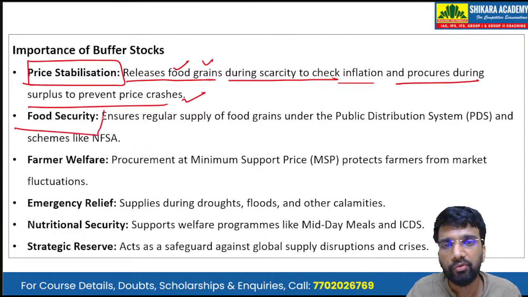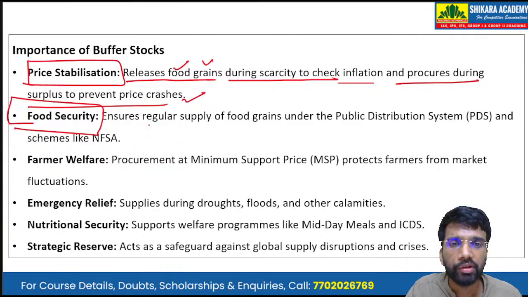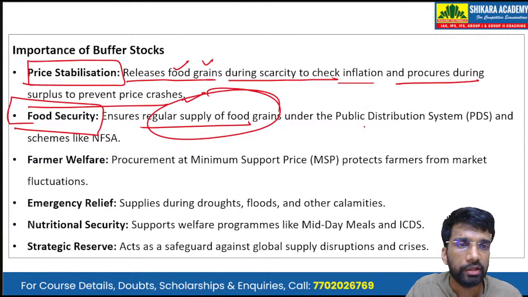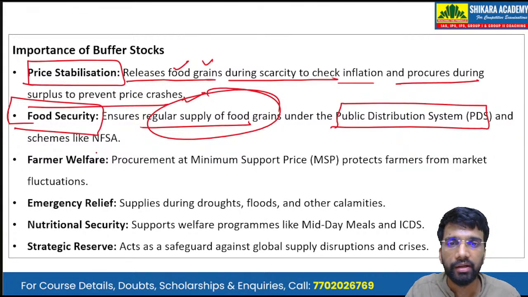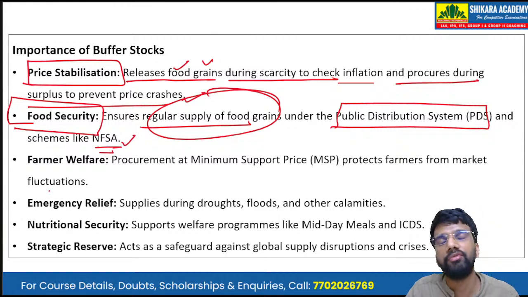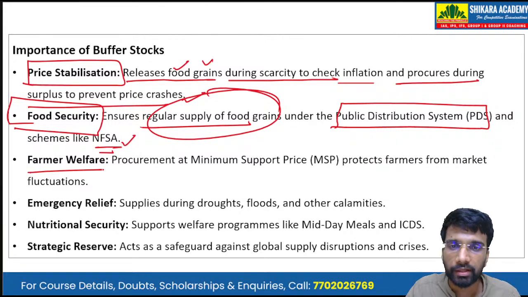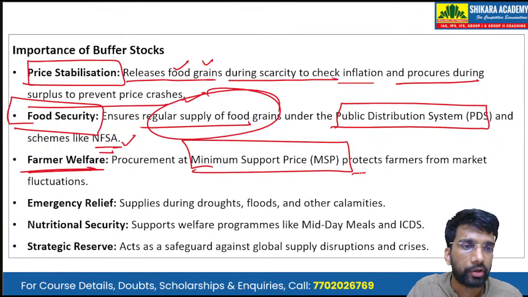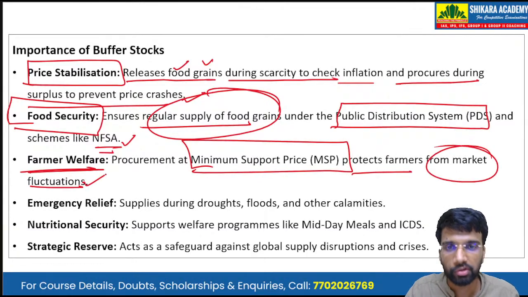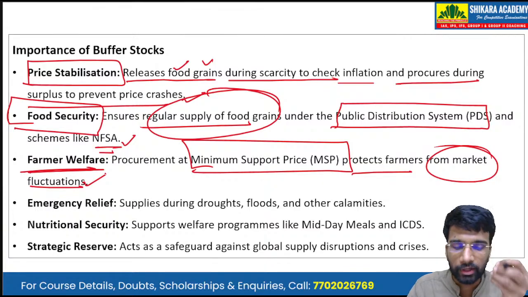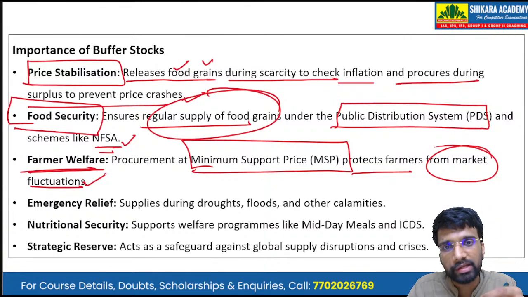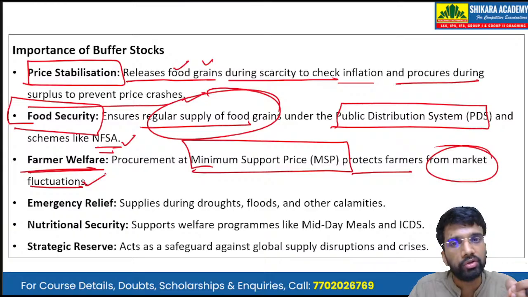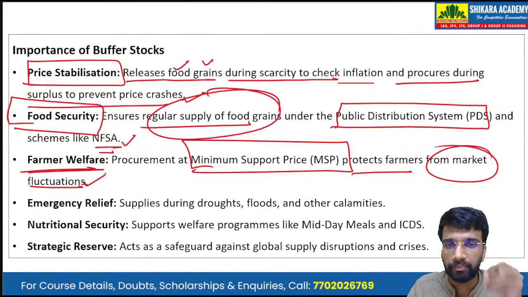Second is food security. It ensures the regular supply of food grains under the public distribution system and schemes like the National Food Security Act. Third is farmer welfare. The procurement at the minimum support price protects farmers from market fluctuation. So we have to protect the farmers' welfare or interest, as well as ensure food security for our population.